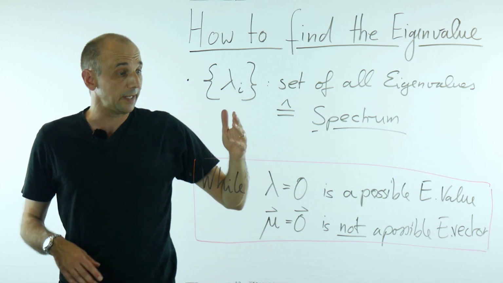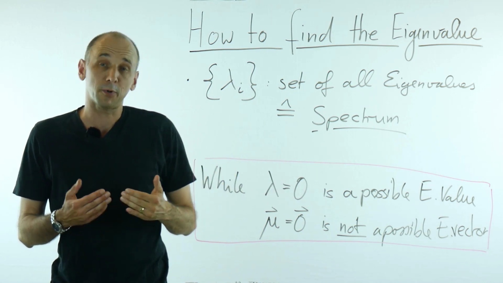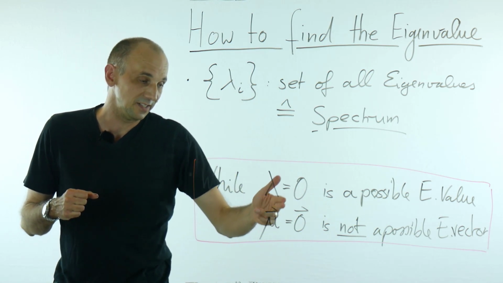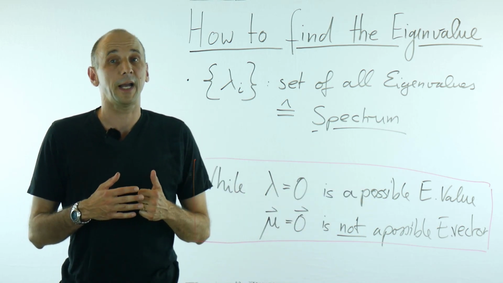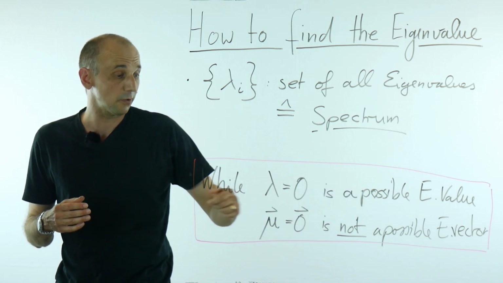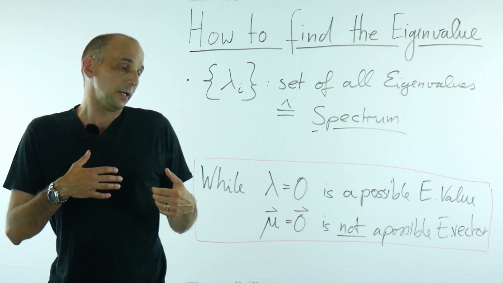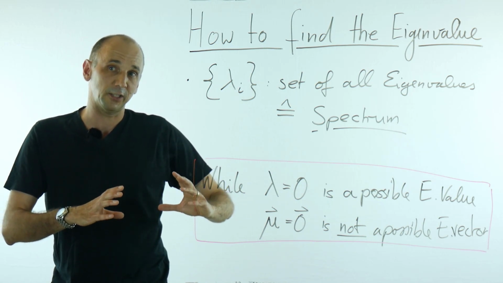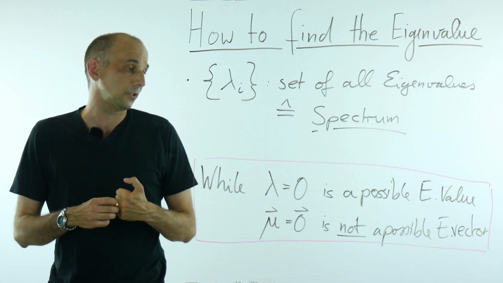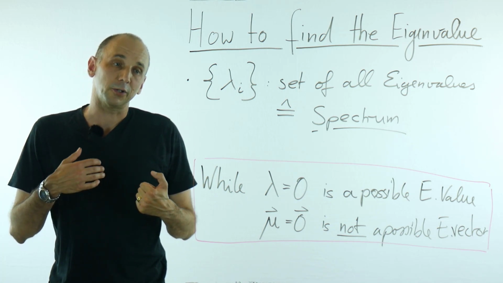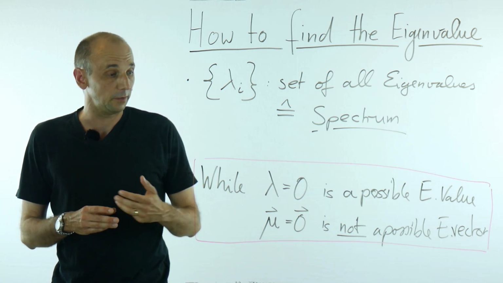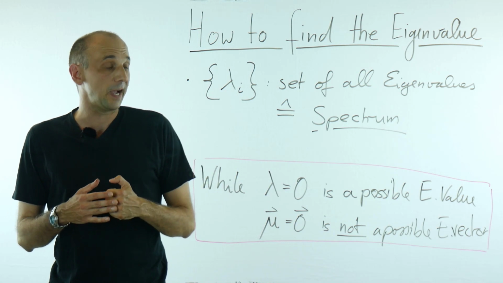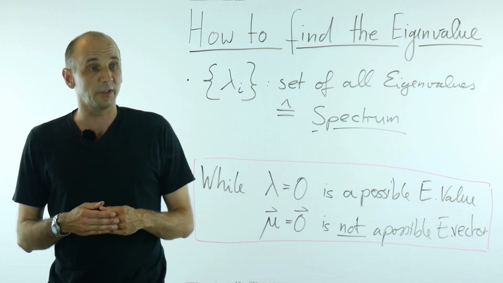And you should keep in mind that while 0 is a possible eigenvalue, 0 is not a possible eigenvector. You cannot have the 0 vector. That would always be the solution where the determinant is not vanishing, and you would not get the characteristic polynomial. 0 as the eigenvalue, on the other hand, is a possible solution.